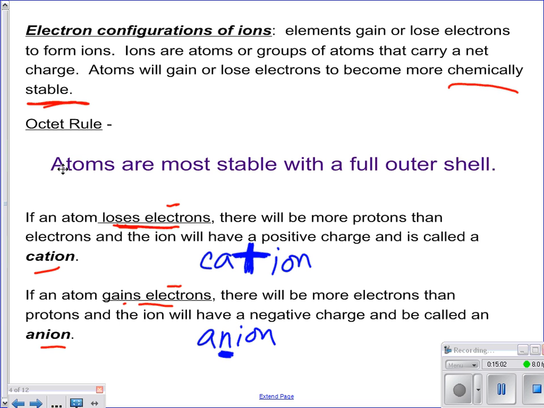8 electrons is a full outer shell for most things. Tell me one element it's not that way for. Helium, hydrogen, right? They want just 2 electrons. That's all that first energy level can hold. That is a full outer shell. Most others would be 8.